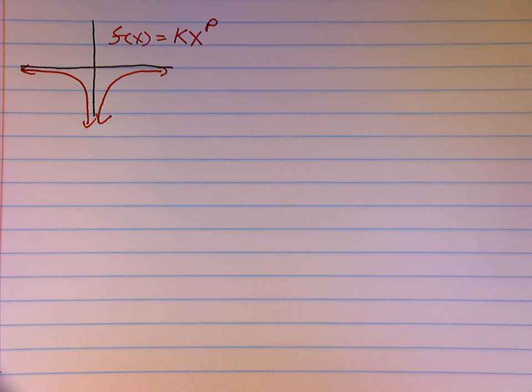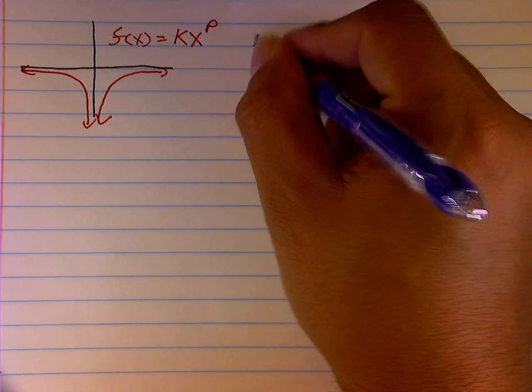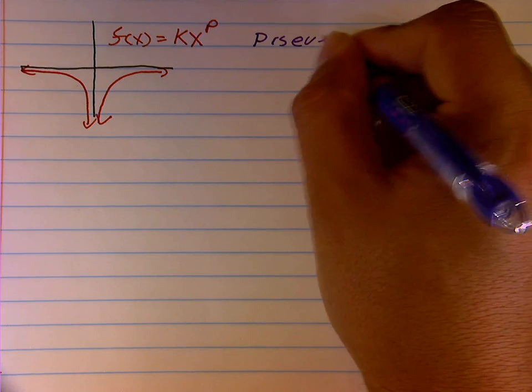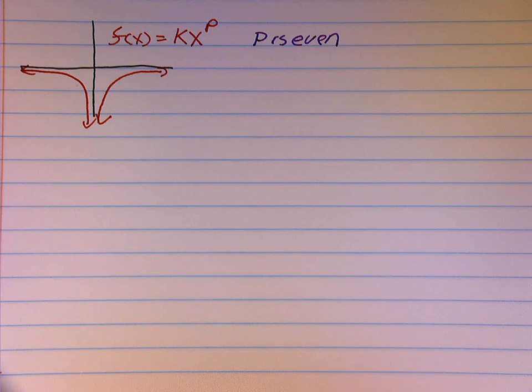Okay, one more scenario. I have a power function and I'm given its graph. I'm going to describe everything I can about this power function. First I'm going to talk about P, then I'm going to talk about K, then I'm going to talk about its left and right hand behaviors. So everything I can tell you about P. First of all, notice how the graph is going in the same direction on both the left and right hand sides. That lets me know that P is even. Notice how it's heading on both sides in the down direction.